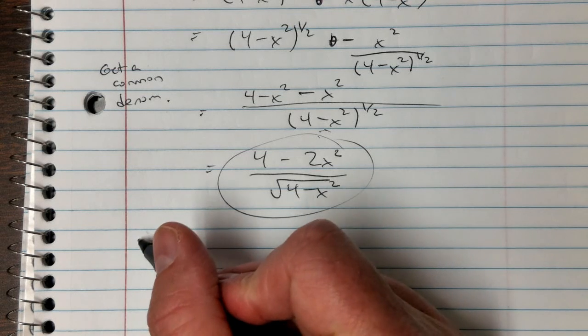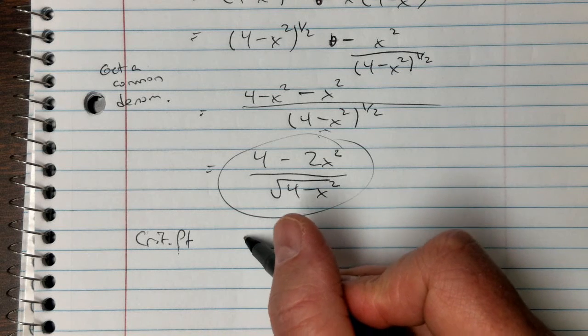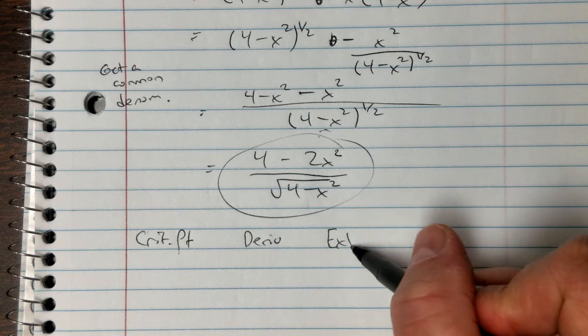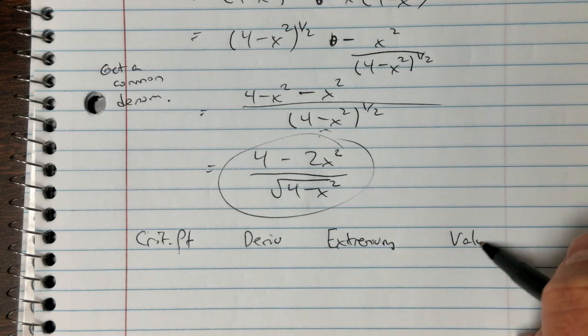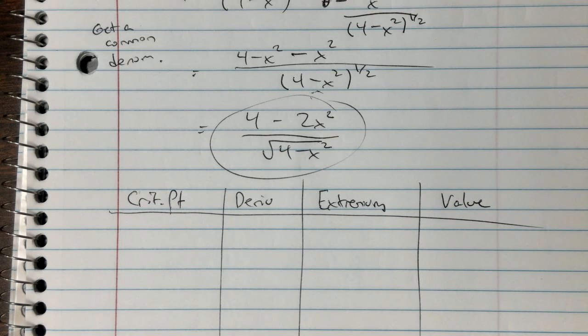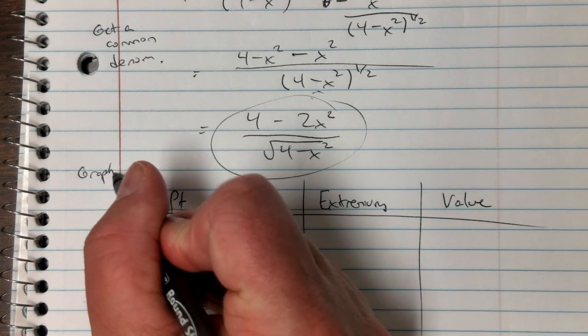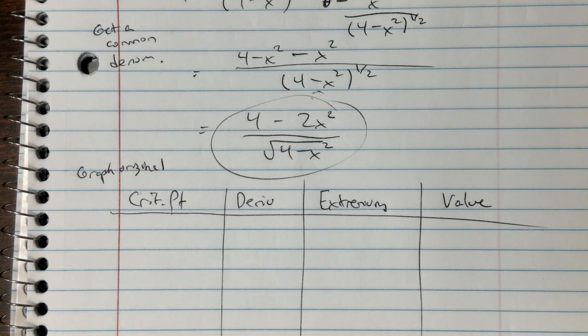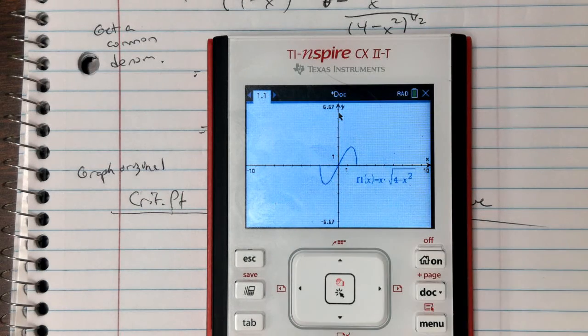Okay, so all that work is correct now, and now we're in the home stretch. We just need our critical point, our derivative, our extremum, and our value. Okay, so we need to graph this. What we're doing is graphing the original. So basically the original graph would look like that.